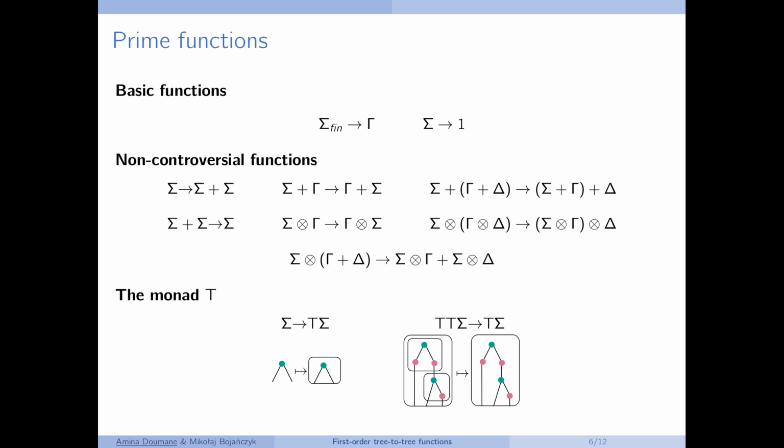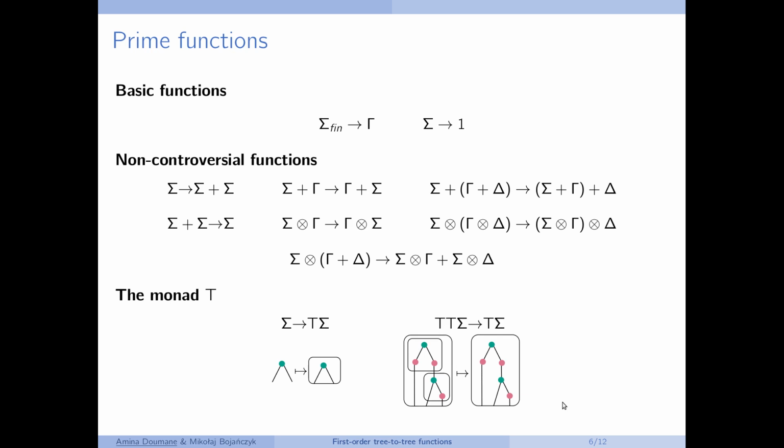The third category is the class of functions expressing that the set of terms forms a monad. So we have this unit function, which maps an element of sigma to a term containing a unique node, which is this element of sigma. Then the flattening function, or the product function, which flattens a term of terms into a term.